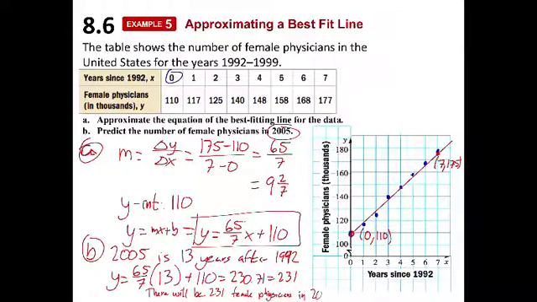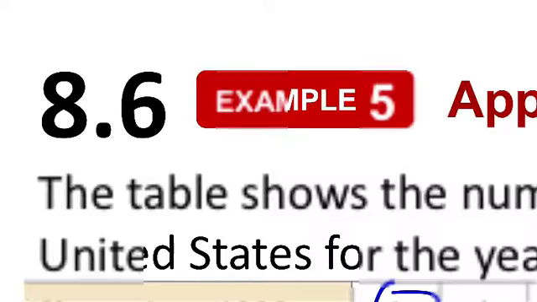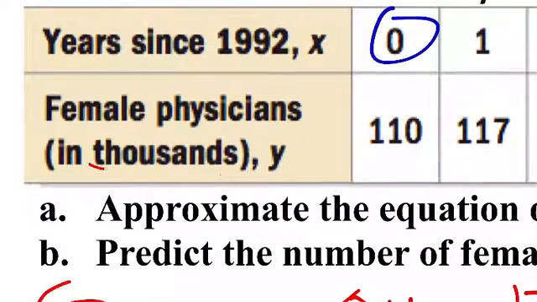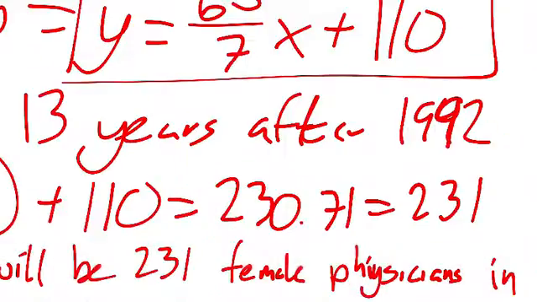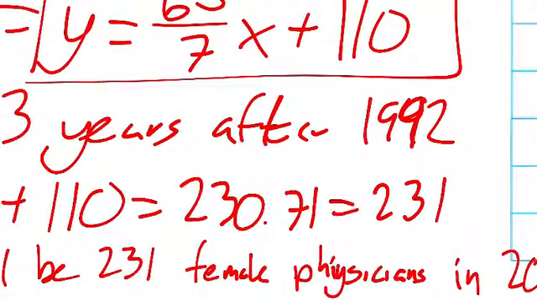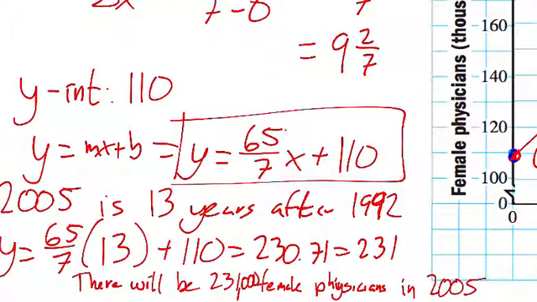in 2005. Now, is that going to be perfect? Are we guaranteed to have 231? Now, remember, this is in thousands, so 231,000. Should add a couple zeros there. It's not going to be perfect, but it's going to be a pretty good approximation. There might be a few more, there might be a few less, maybe even a few thousand, but it's going to be around 231,000 female physicians in 2005.